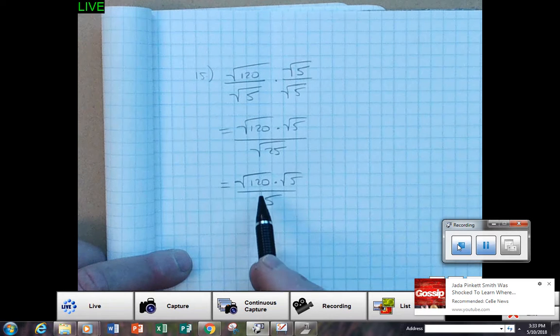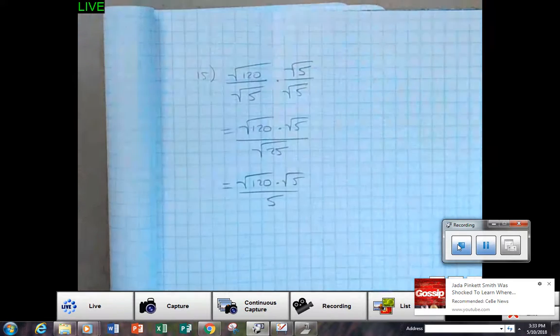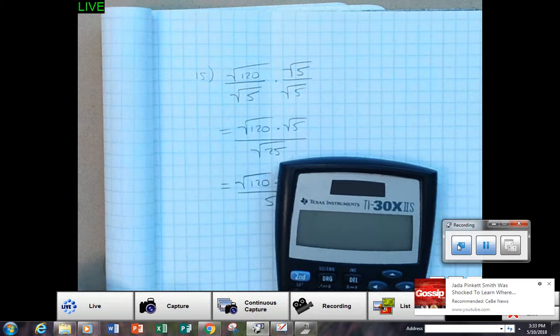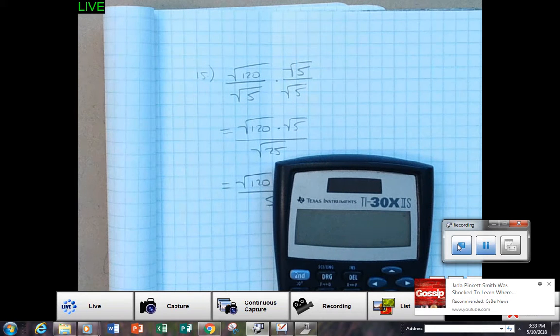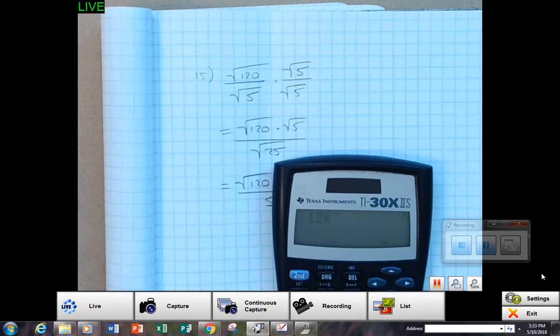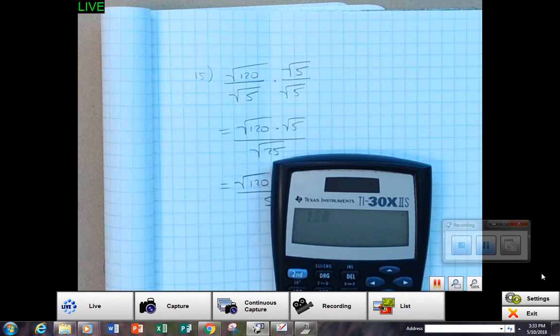And now I need to break that up. I need to find out what is in 120. So if I'm using my calculator, again, try to find all those numbers. I'm going to take 120 divided by 4. That gives me 4 times 30. I'm going to take 120 divided by 16, which is 7.5. 120 divided by 25, nope. 120 divided by 36, nope. 120 divided by 49, nope.